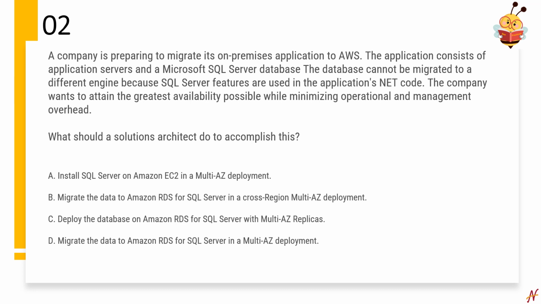Before we check the options, let's take a look at the hints. The first hint is a Microsoft SQL Server database. The second hint is that the database cannot be migrated to a different engine because SQL Server features are used in the application's .NET code. And the third thing is to attain the greatest availability possible while minimizing operational and management overhead. Now, before we jump to the options and choose the right one, let's first discuss each of these options.